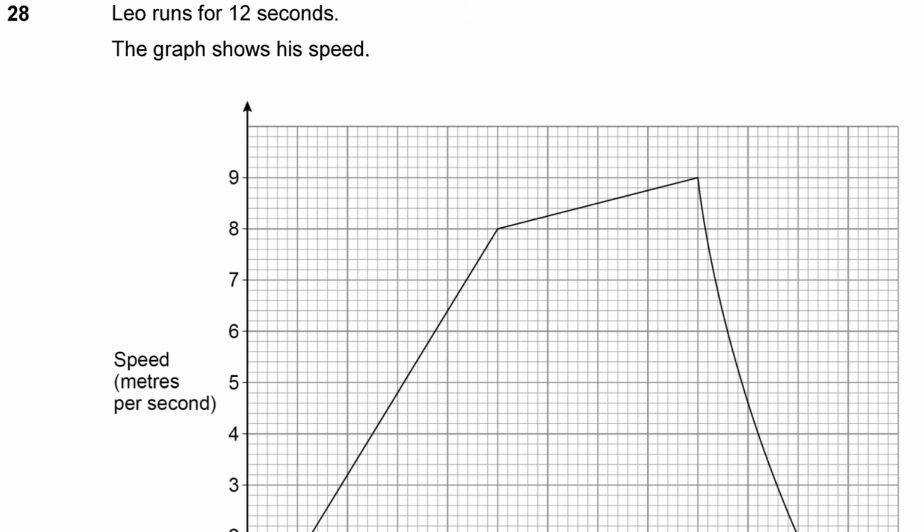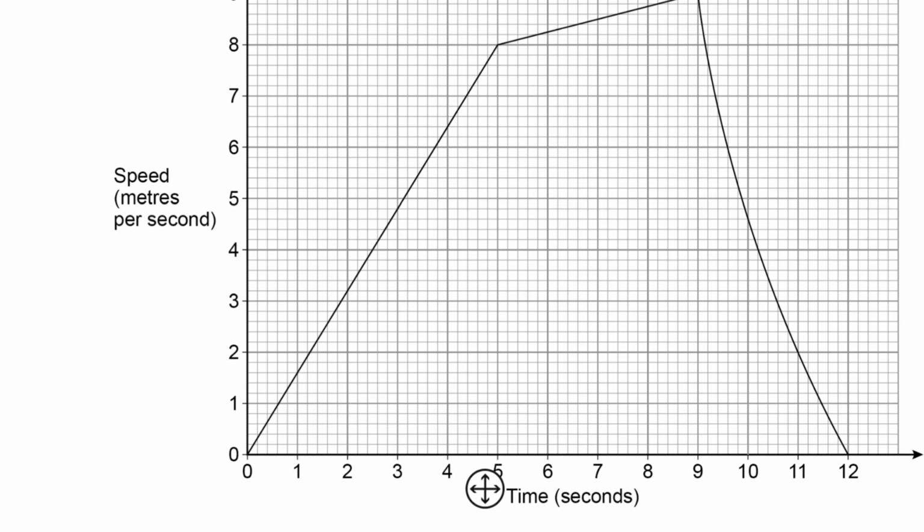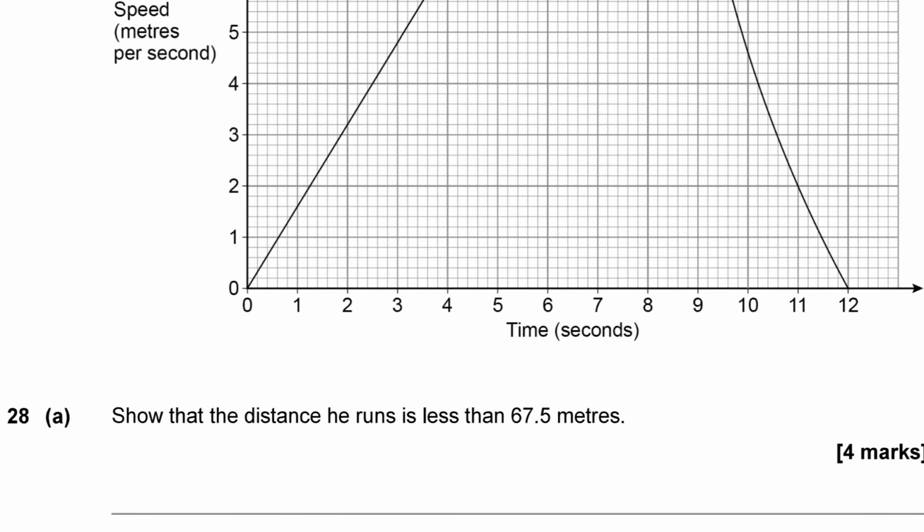Question 28. Leo runs for 12 seconds. The graph shows his speed. So up the side we've got speed in meters per second, and along the bottom we've got time. So this is a speed time graph. Show that the distance he runs is less than 67.5 meters.